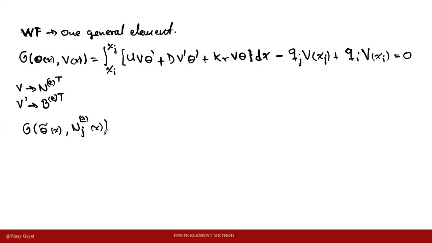So here, theta tilde is the approximate function. And the weak form is a functional, right? So it's a functional of the function theta tilde and the shape function. Let's remove the j from N. It's just a vector containing two components or three components, depending on the order of the element. Okay, so just like that.